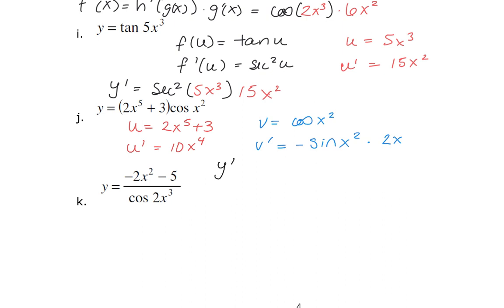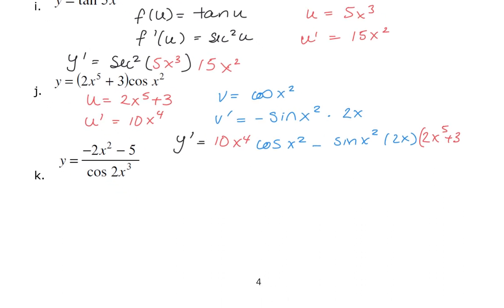So then y prime is going to be my u prime, which is 10x to the 4th, multiplied by my v, which is the cosine of x squared. And then it's going to be plus my derivative of v, which is negative sine x squared, multiplied by 2x, multiplied by u, which is 2x to the 5th plus 3.